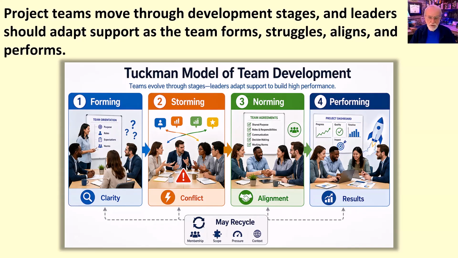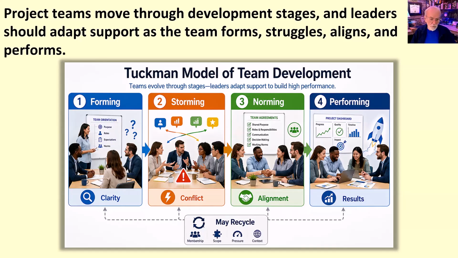At the performing stage, the team is better able to focus on delivery. Team members understand how to work together, raise concerns, solve problems, adapt to change, and sustain performance. For project managers, the practical lesson is that leadership should be tailored to the team's stage of development. A newly formed team may need more structure and clarity. A team in storming may need facilitation, conflict management, and psychological safety. A norming team may benefit from reinforcement of working agreements. A performing team may need more autonomy and fewer unnecessary controls.